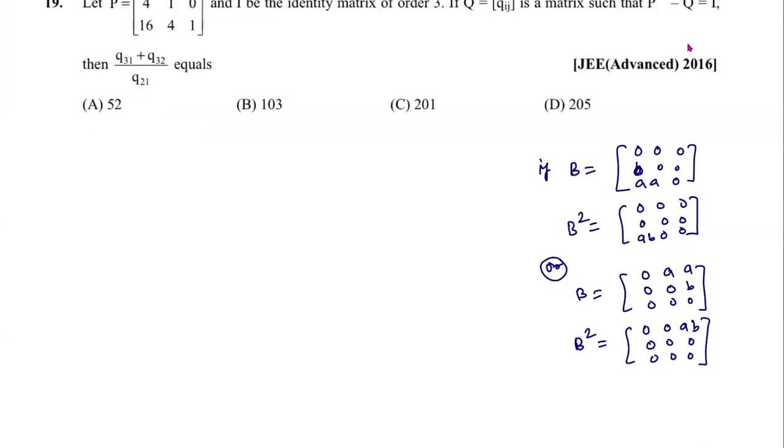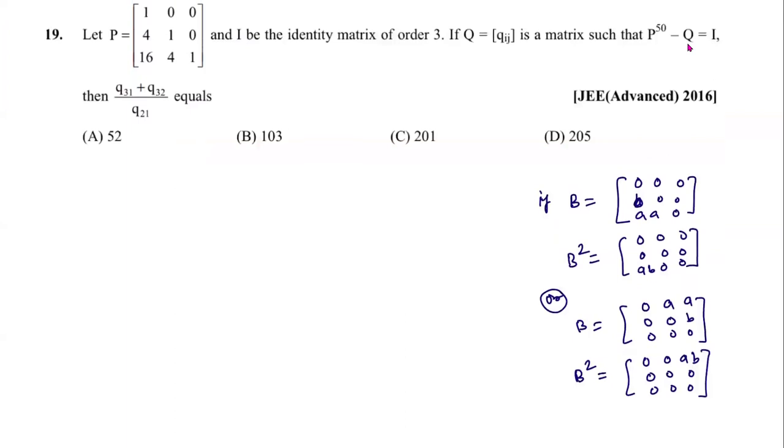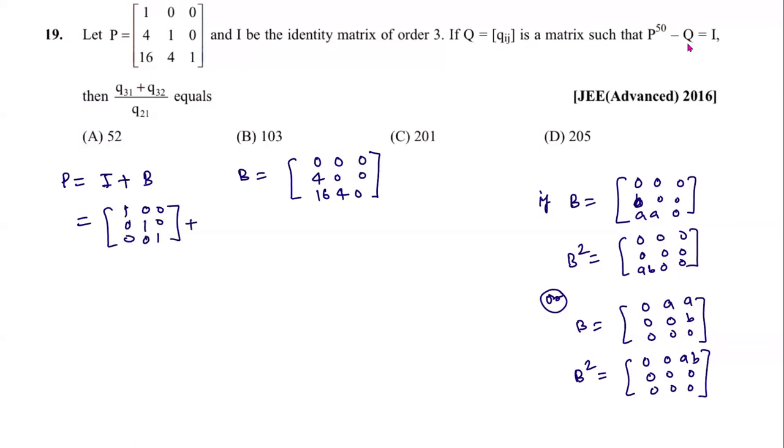Yes, sir. Now use this one. Now how do we solve? That P we are writing as I plus B. Now what is the matrix B we got? 0 0 0, 4 0 0, 16 4 0. That is 100, 010, 001. And what B matrix are we writing? 000, 400, 1640. Am I correct?